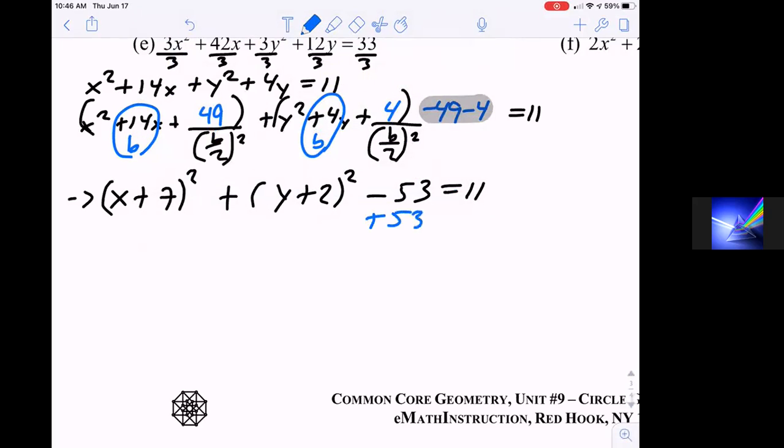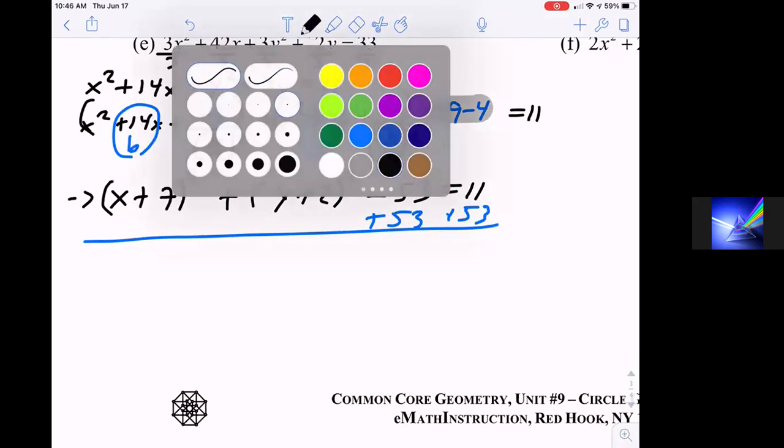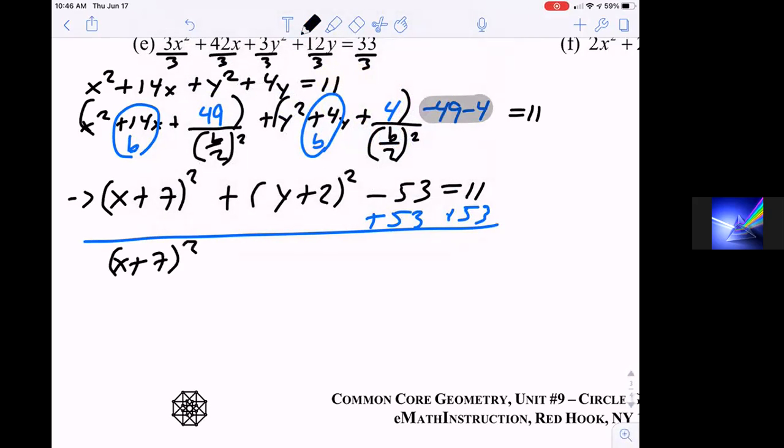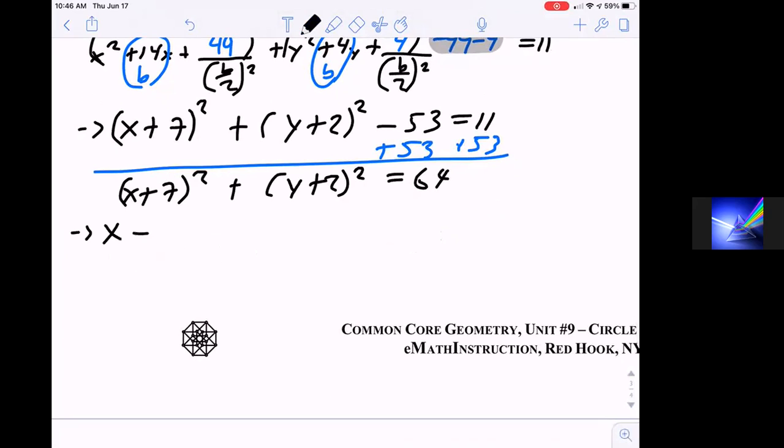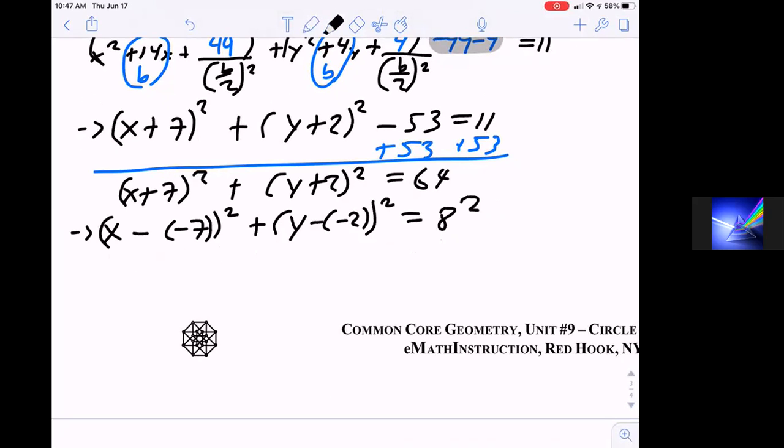And go ahead and add the 53 to both sides. And we get x plus 7 quantity squared plus y plus 2 quantity squared equals 64. Finally, let's rewrite this in proper form. This would be x minus negative 7 quantity squared plus y minus negative 2 quantity squared equals 8 squared. This would have a center of negative 7 and negative 2 with a radius of 8.